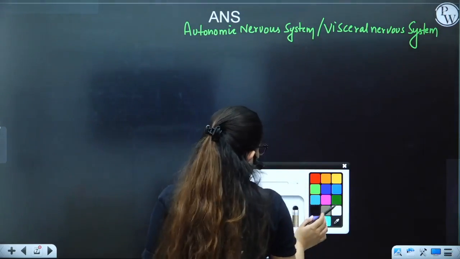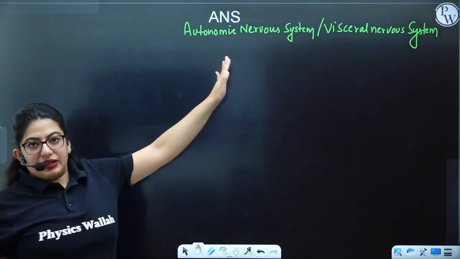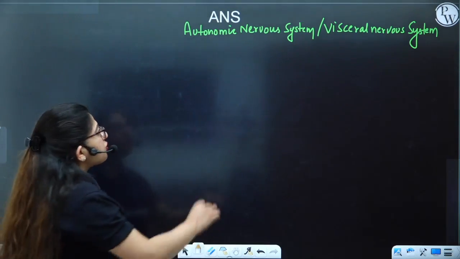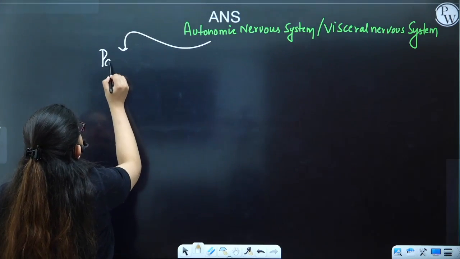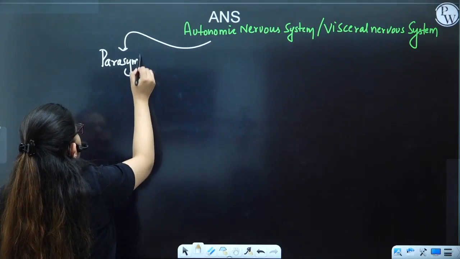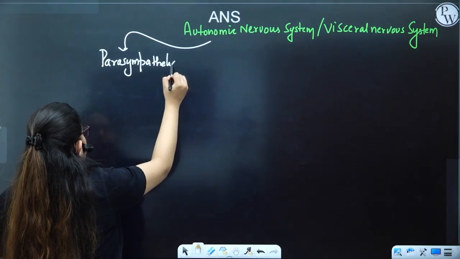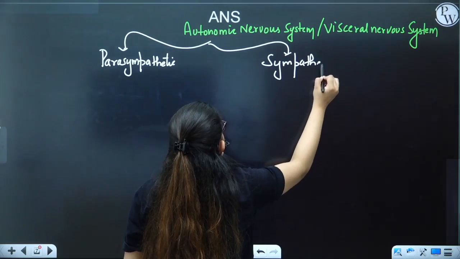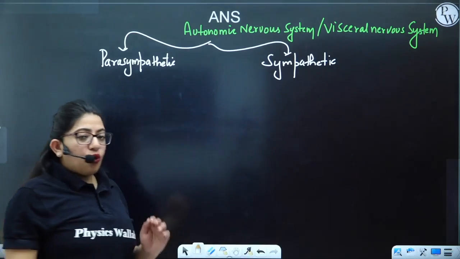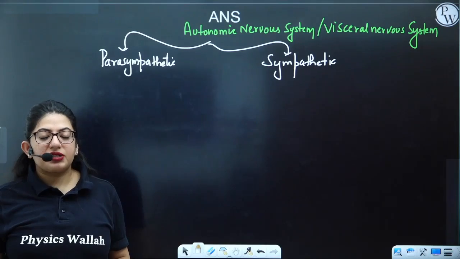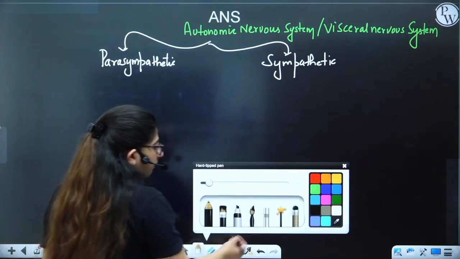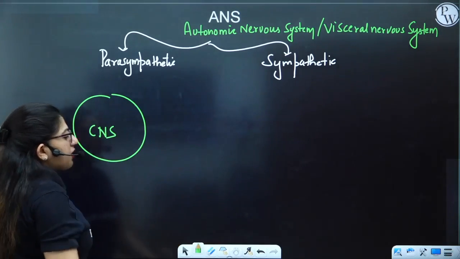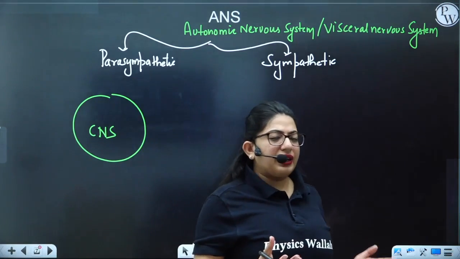Okay. So now this ANS, or autonomic nervous system, has two parts. One is parasympathetic, and another is sympathetic. Okay. Now, what is this autonomic nervous system made up of? So we'll start with the CNS here. This is your central nervous system, and from the central nervous system emerge the cranial and spinal nerves.